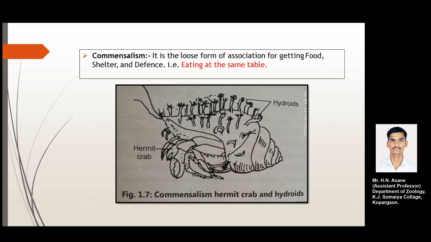So commensalism is a term which literally means eating at the same table, and it is a loose form of association for getting some shelter, food, and defense. Okay, so it is one sort of loose association to get shelter, food, and defense. So, commensalism.